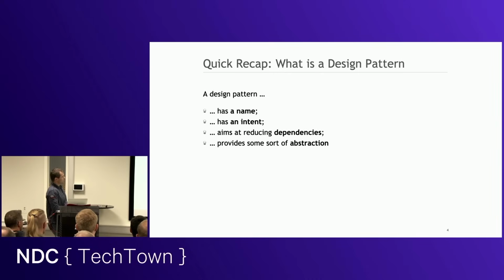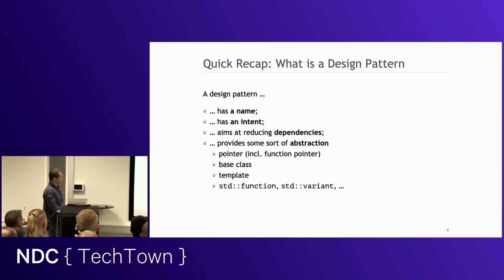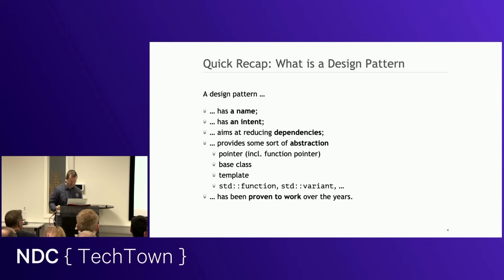And I usually do this by providing some sort of abstraction. Some sort of abstraction doesn't have to be a base class. It's perfectly okay to just have a pointer, function pointer included. Base classes, of course, templates, std::function, std::variant, all of this stuff. Any way to provide an abstraction. And last but not least, design patterns are not invented, they're usually discovered, which is a pretty interesting detail in the end. So usually you see that something's working for a couple of years, perhaps even see this working in many places, and so then you've found and discovered a design pattern.